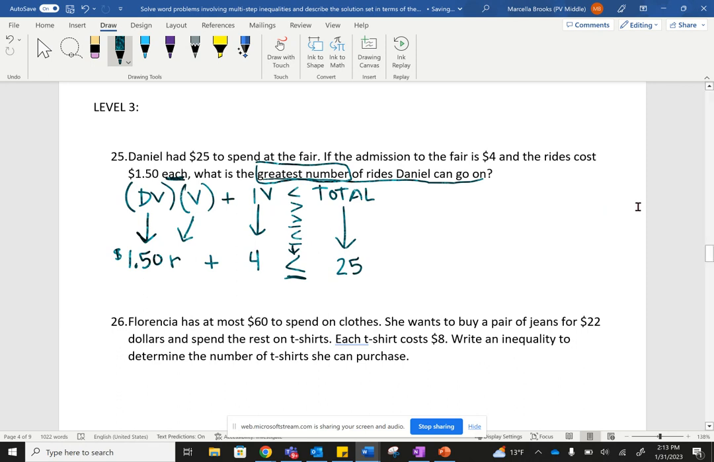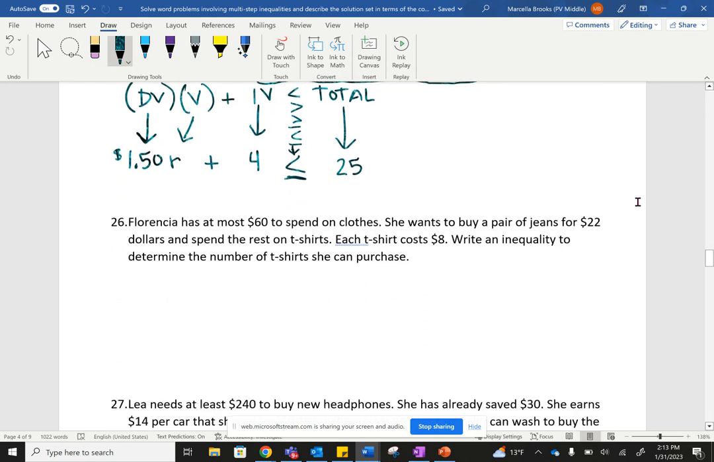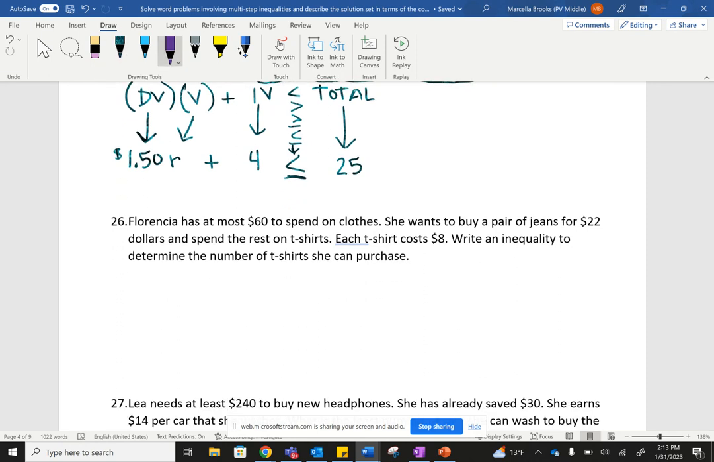So that's what we're doing. I think we're just going to start by writing it, and then we can go back and solve it, because the hard part is writing it. All right, so moving on to the next one. I'm going to try to use different colors here.